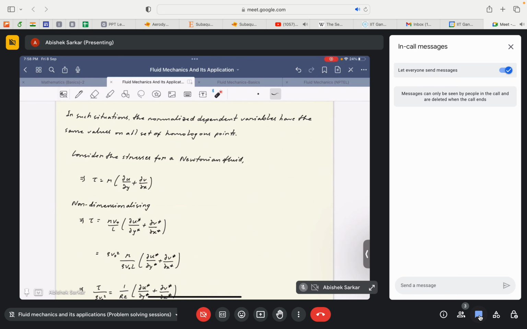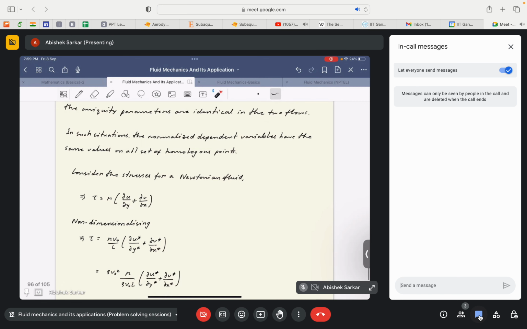This example, I guess, was again taken from the lecture by Professor Gupta. Here we are dealing with a stress in the case of a Newtonian fluid, right? Since the flow is Newtonian, it's proportional to the velocity gradients in the flow field. It's one of the 9 components of the stress tensor. So here we may write tau is equal to mu times (dou u by dou y plus dou v by dou x).